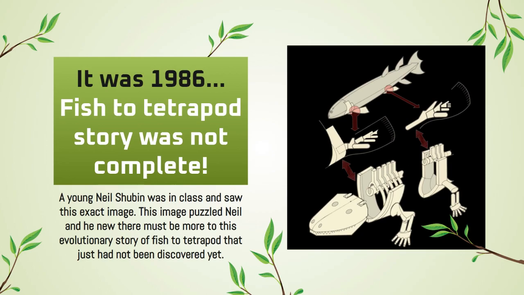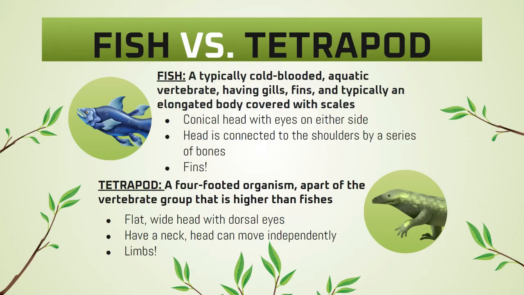The fish to tetrapod story wasn't complete. The image on the right-hand side is actually an image that a young Neil saw in one of his lectures. He saw this image and was a little bit puzzled. He asked himself the question, how did a fish with fins develop into a tetrapod with limbs? There had to be something in between. And so this sparked Neil's journey into discovering what that bridging organism could look like.